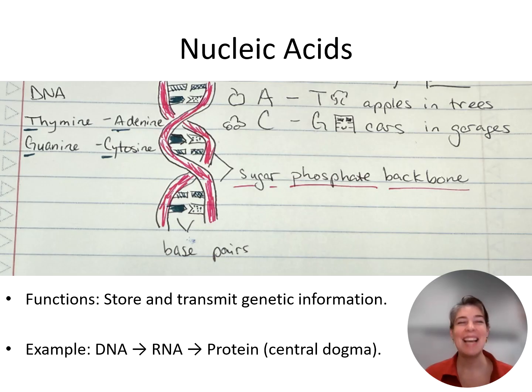Nucleic acids are DNA and RNA that store and transmit genetic information. DNA holds the instructions for making proteins, and RNA helps carry out those instructions. I like to think of DNA as the instruction manual for the cell, and proteins as the workers that carry out the instructions. Without nucleic acids, cells couldn't pass on traits or make the proteins they need. So, nucleic acids, DNA, RNA, they are going to store and transmit genetic information. That's the big idea here.